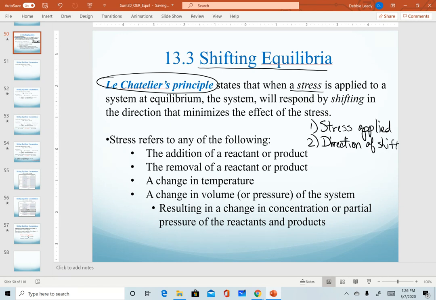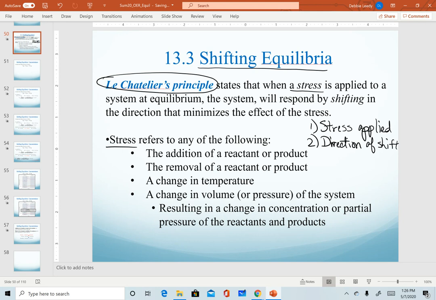So in other words, when we apply these stresses, they cause the system to shift away from equilibrium. Of course, that makes the system unhappy, and so it wants to come back to equilibrium by shifting left or right. And there are some cases where there's no shift. We'll discuss those as we go through.